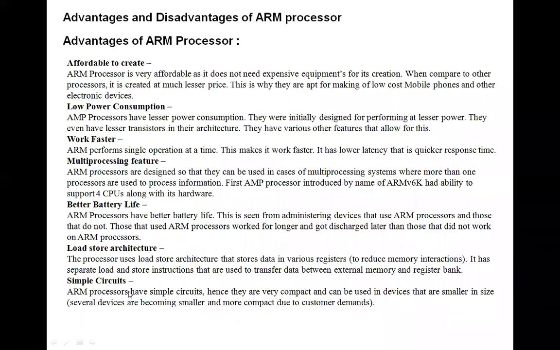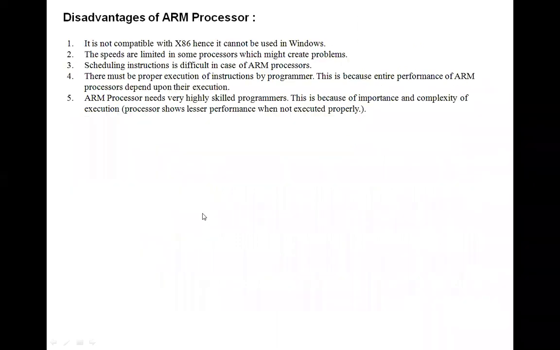Then it has a simple circuit. ARM processors have a simple circuit, hence they are very compact and can be used in devices that are smaller in size. So these are the advantages of this ARM processor. Now you can find the disadvantages, because every trend and technology will have some kind of disadvantages, drawbacks. So that's why I'm telling you the drawbacks also.